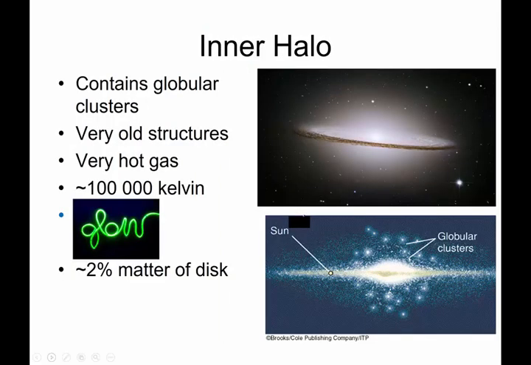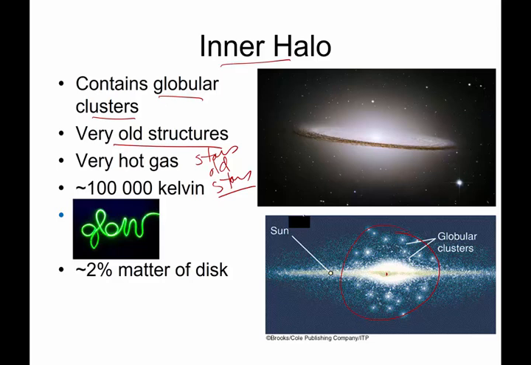The inner halo is the area that contains those globular clusters. Remember, Harlow Shapley found the globular clusters were located centered around the galactic center. In the inner halo, structures are very, very old. We can determine that by their chemical composition and the fact that the stars in those areas happen to be very, very old stars. They've been around for a very long time. They're a long way along their life cycle. They're old people. They are not young people in Starland.